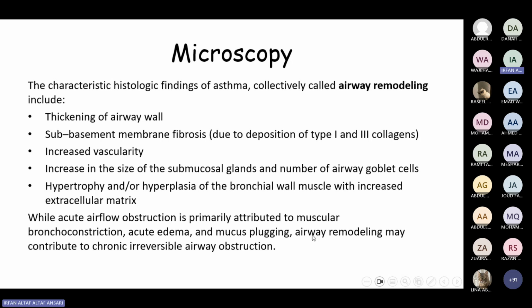And airway remodeling is the cause of the irreversible airway obstruction. That's why in asthma, even with treatment, you will not get normal airflow. There is always some degree of obstruction there, and this obstruction is because long-standing asthma leads to airway remodeling.